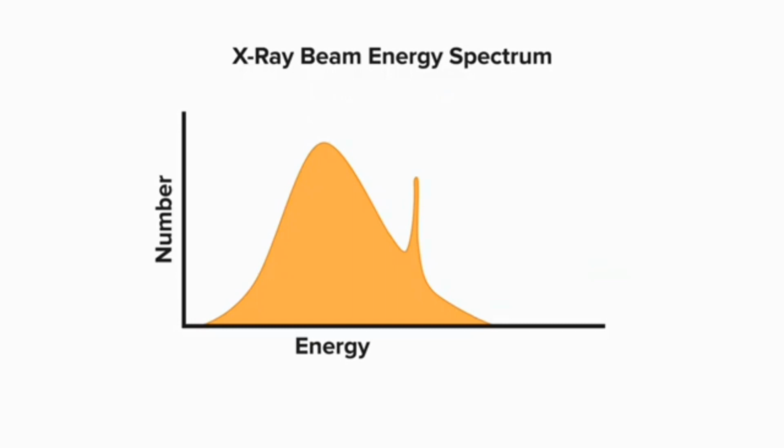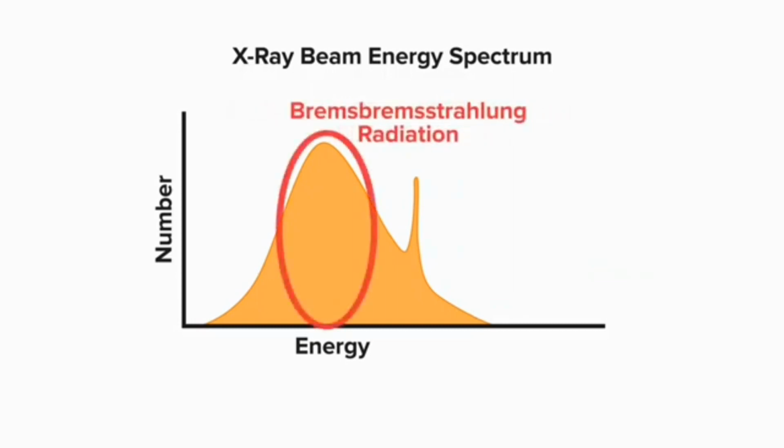So where did all of these photons come from? The large bell shape comes from a type of X-ray production that we call Bremsstrahlung radiation. The single peak to the right comes from characteristic X-ray photons. These X-ray production processes are discussed in greater detail in other lessons.